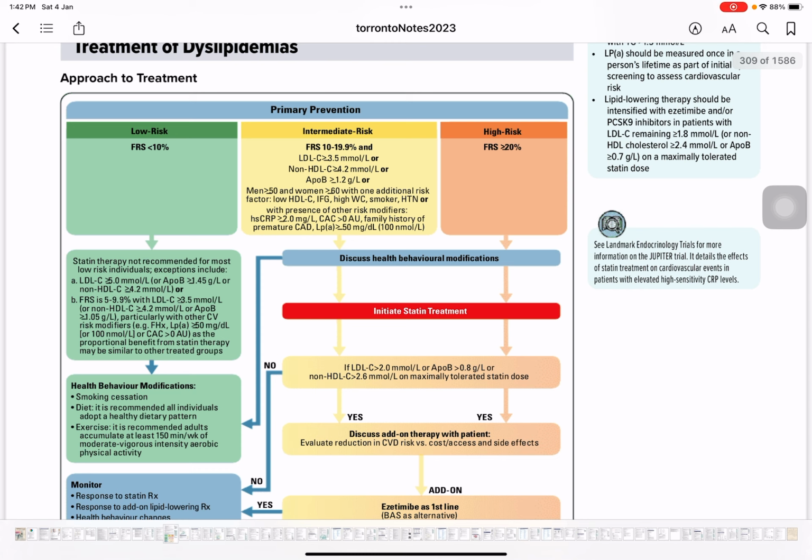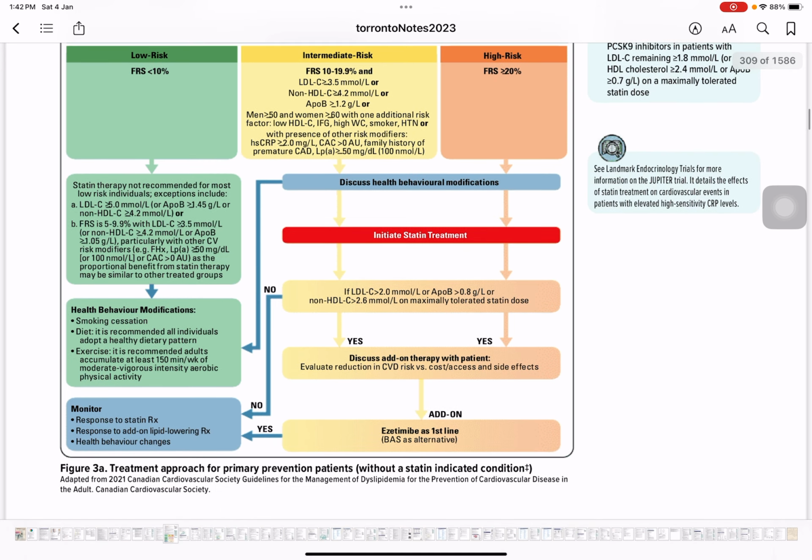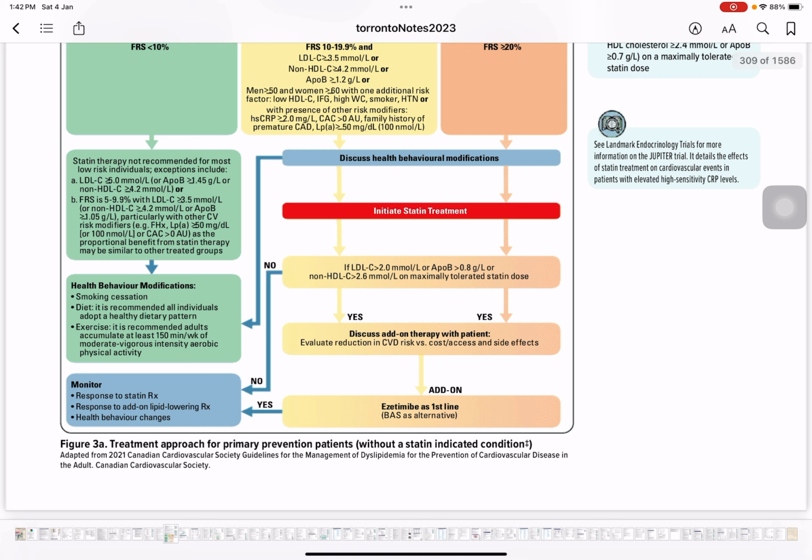If the FRS is in the intermediate range and the LDL is more than 3.5, you have to discuss lifestyle modification and statin therapy. Statin therapy is indicated for those with high risk or those with an additional condition. Statin therapy is not recommended for most low risk individuals. There are exceptions for those. Let's say if LDL is more than 5, then statin is indicated. Or FRS is 5.9 with LDL more than 3.5. So if LDL is high, even if risk is low, we will still give statins.